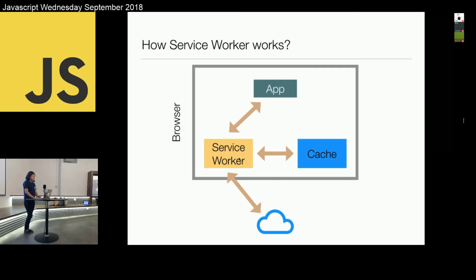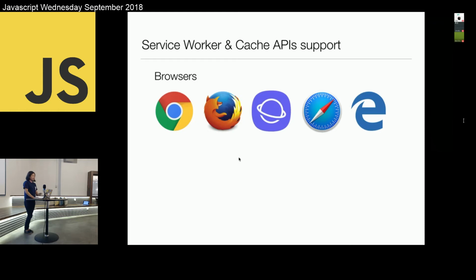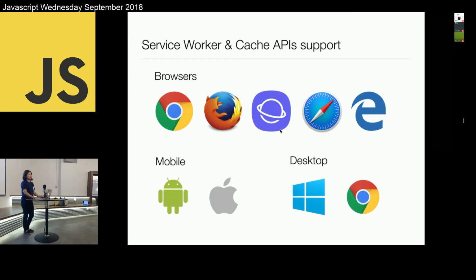Okay, service worker support. Currently, most of the modern browsers support service workers. Don't expect IE6 to support that, no. But all the modern browsers actually support service workers and the Cache API, mobile as well, desktop as well. In fact, for Windows, you can actually install a PWA. You can search for a PWA from the Windows Store and then install it. This is what Microsoft is working on. Chrome is also working on PWA for desktop.